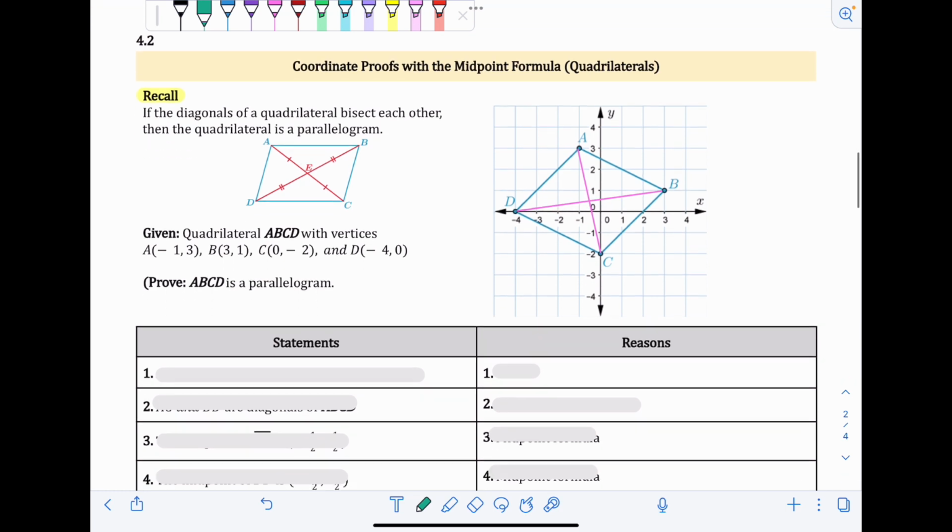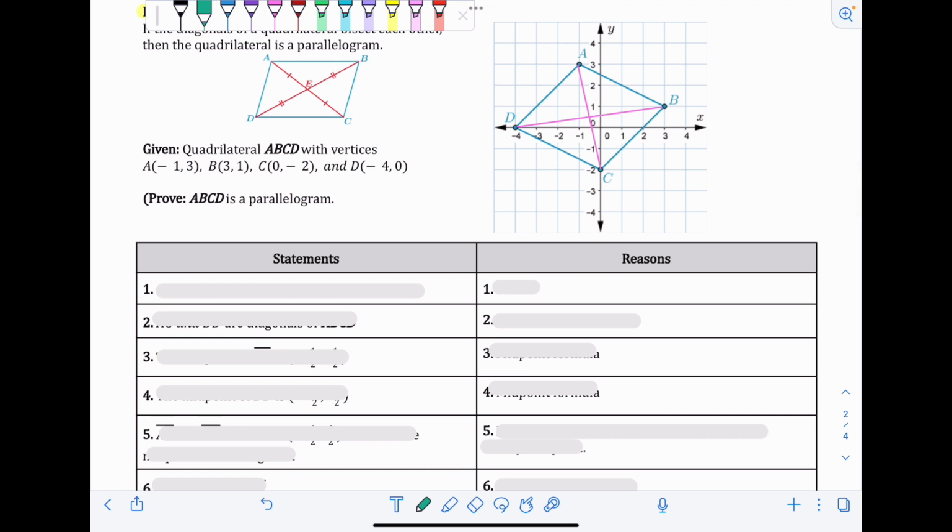For our statement number 1, it's always just whatever we're given. So we're just stating our vertices. A is at (-1, 3), B is at (3, 1), C is at (0, -2), and D is at (-4, 0). And of course the reason is that it's given.